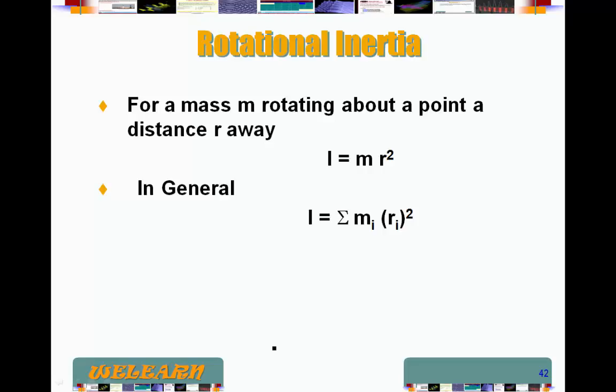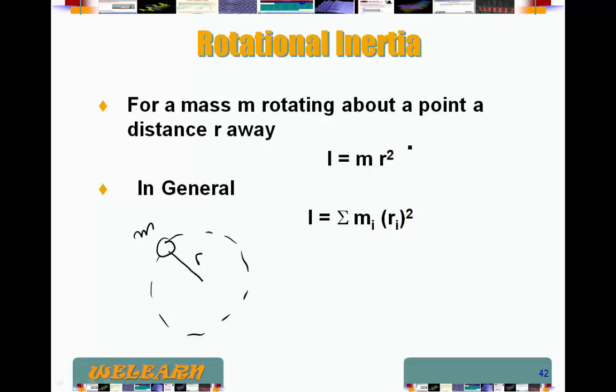Part of the reason for the difficulty is the fact that the moment of inertia is going to depend on the axis about which the object is going to rotate. Or, like it was mentioned earlier, an object can have many moments of inertia depending on the many axes of rotation we can choose for that object to rotate about. The simplest case is for a mass m going around in a circle of radius r.